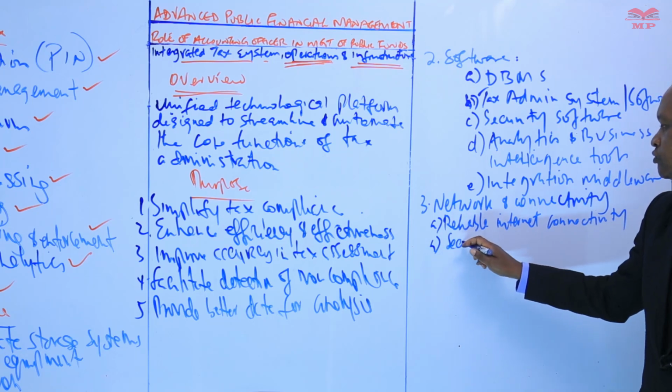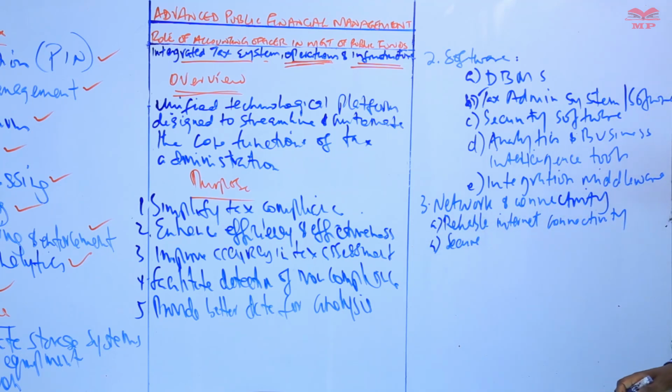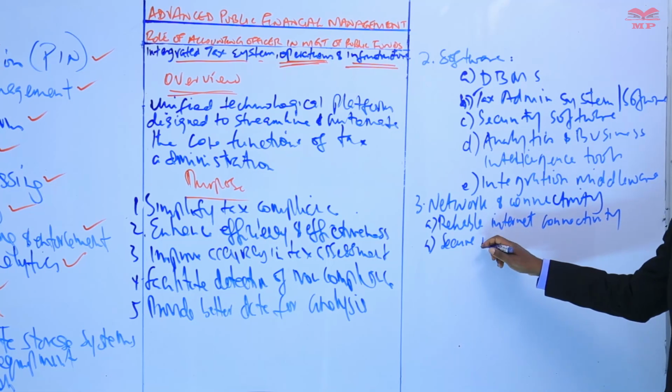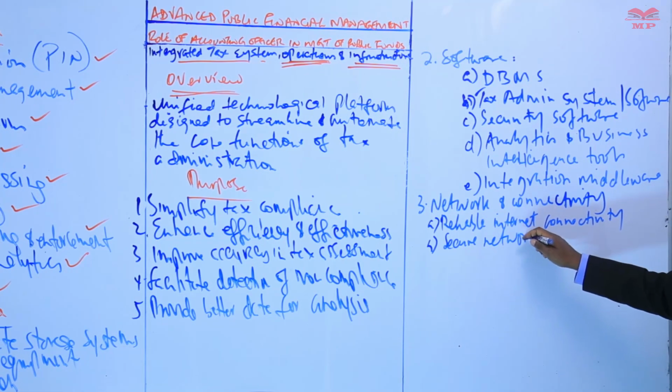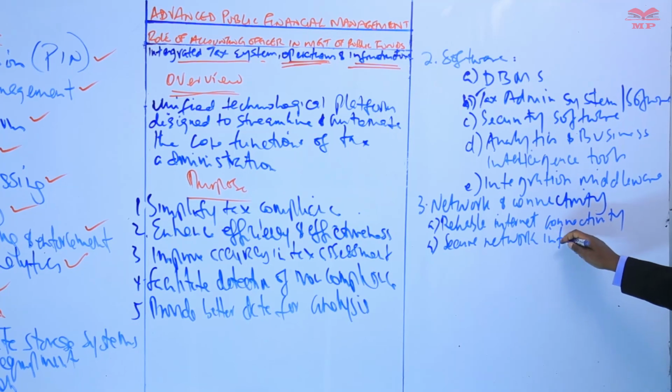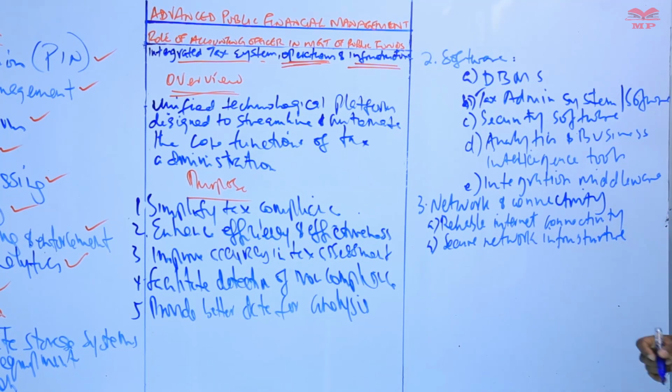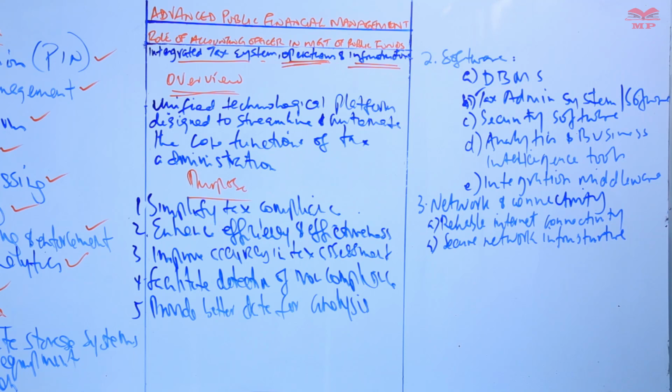Two, secure internet infrastructure. Secure network infrastructure is also required. This is a secure internal network for the tax authority to protect sensitive data.